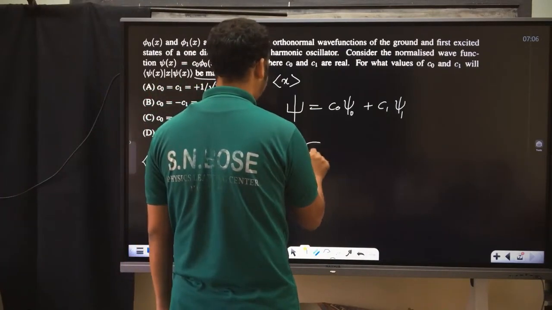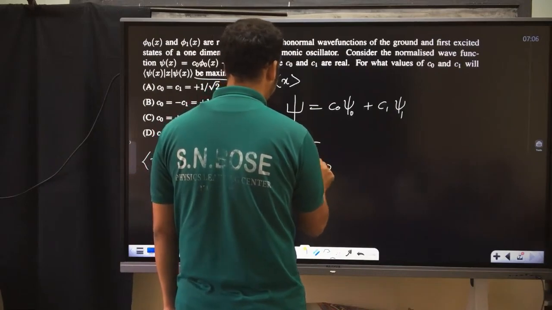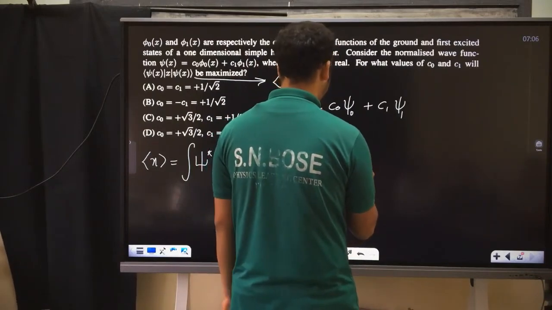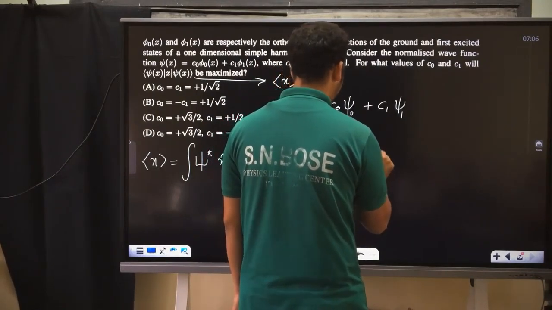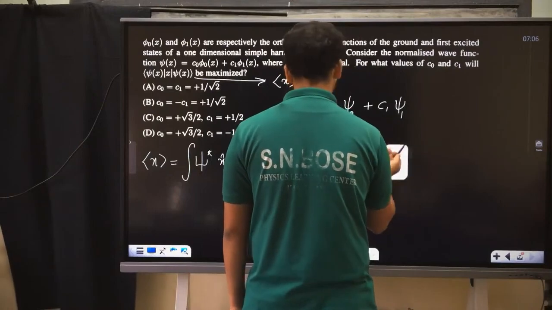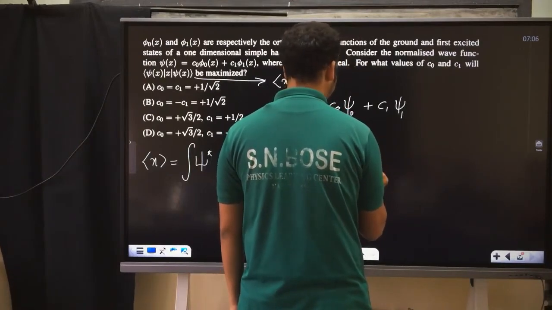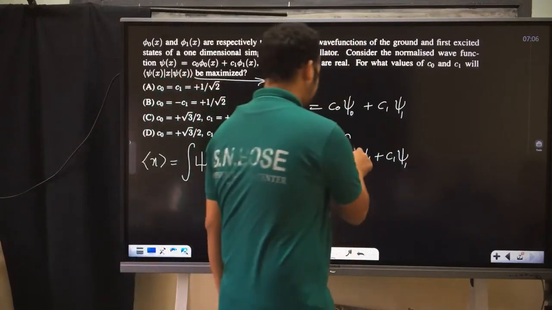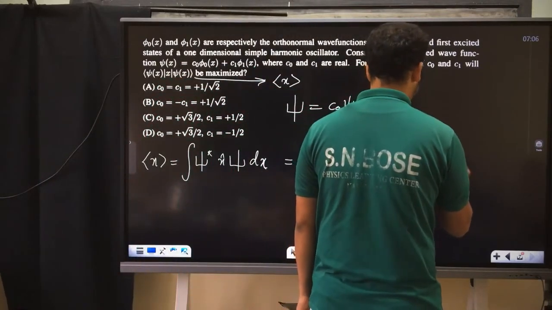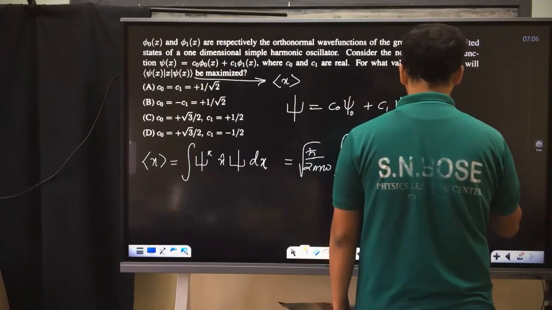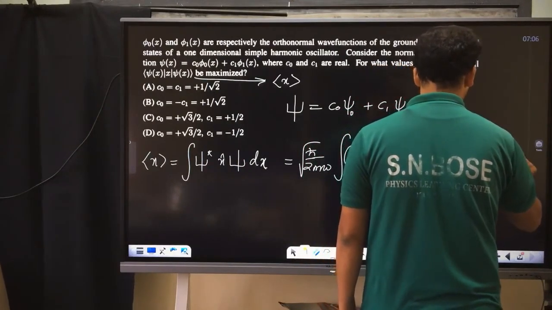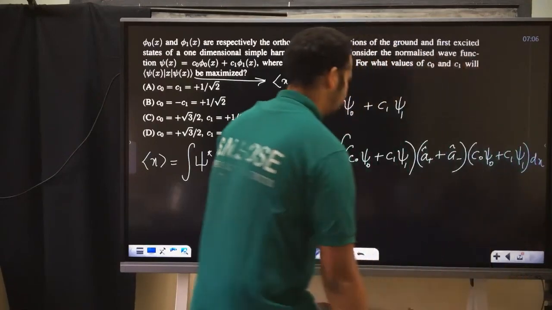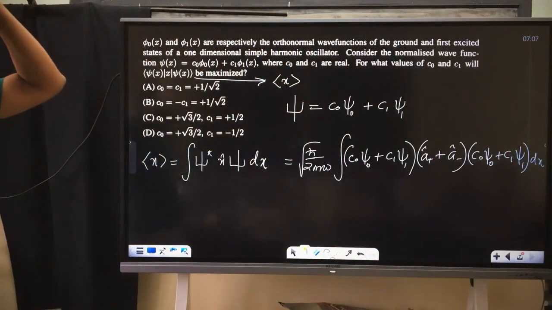So that's equal to root of h bar by 2m omega, times the integral of C naught star psi naught star plus C1 star psi 1 star. When I see all the options, they are real. Am I right? C naught psi naught plus C1 psi 1. I'll make it simple: A plus cap plus A minus cap operated on C naught psi naught plus C1 psi 1. This is a typical problem asked in many exams. Anyway, we are solving it, and I designed my question also.